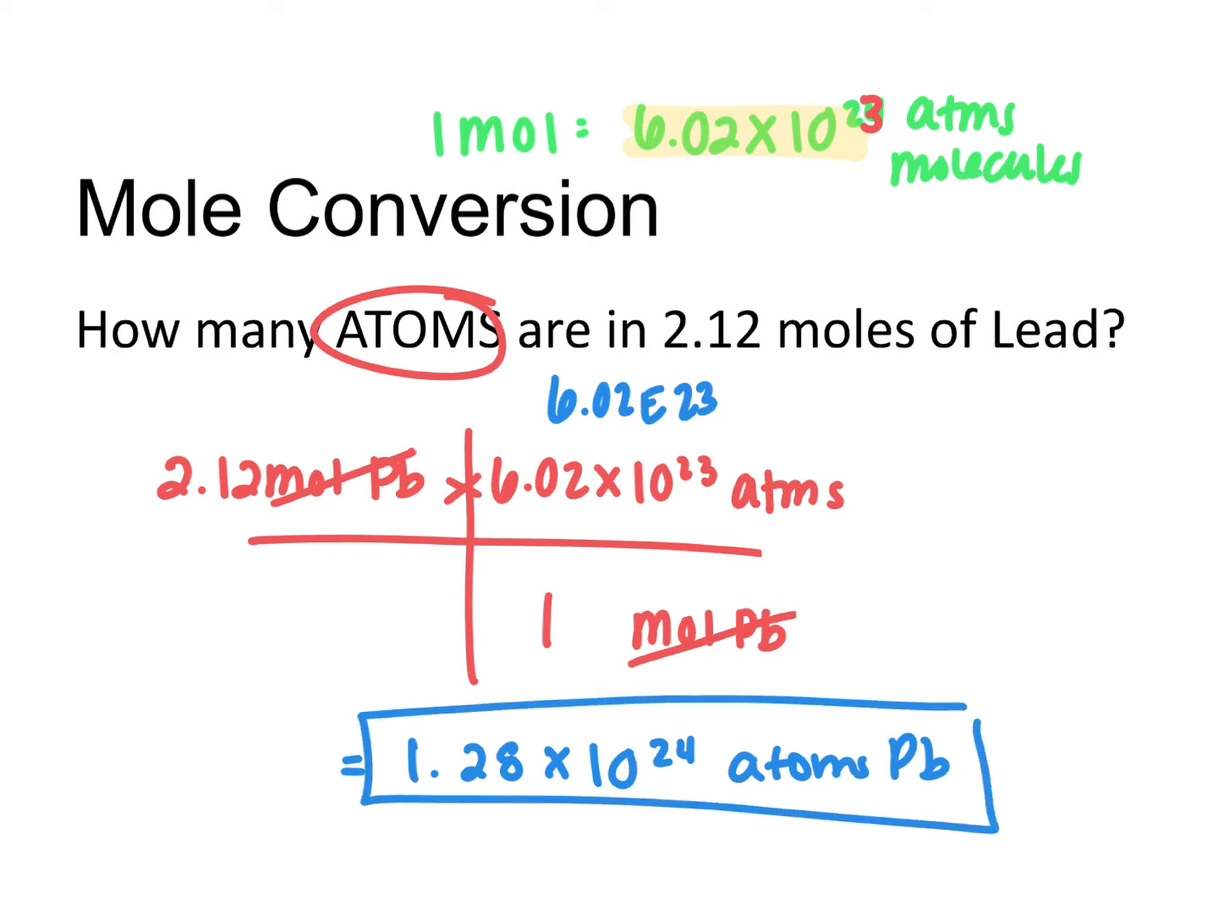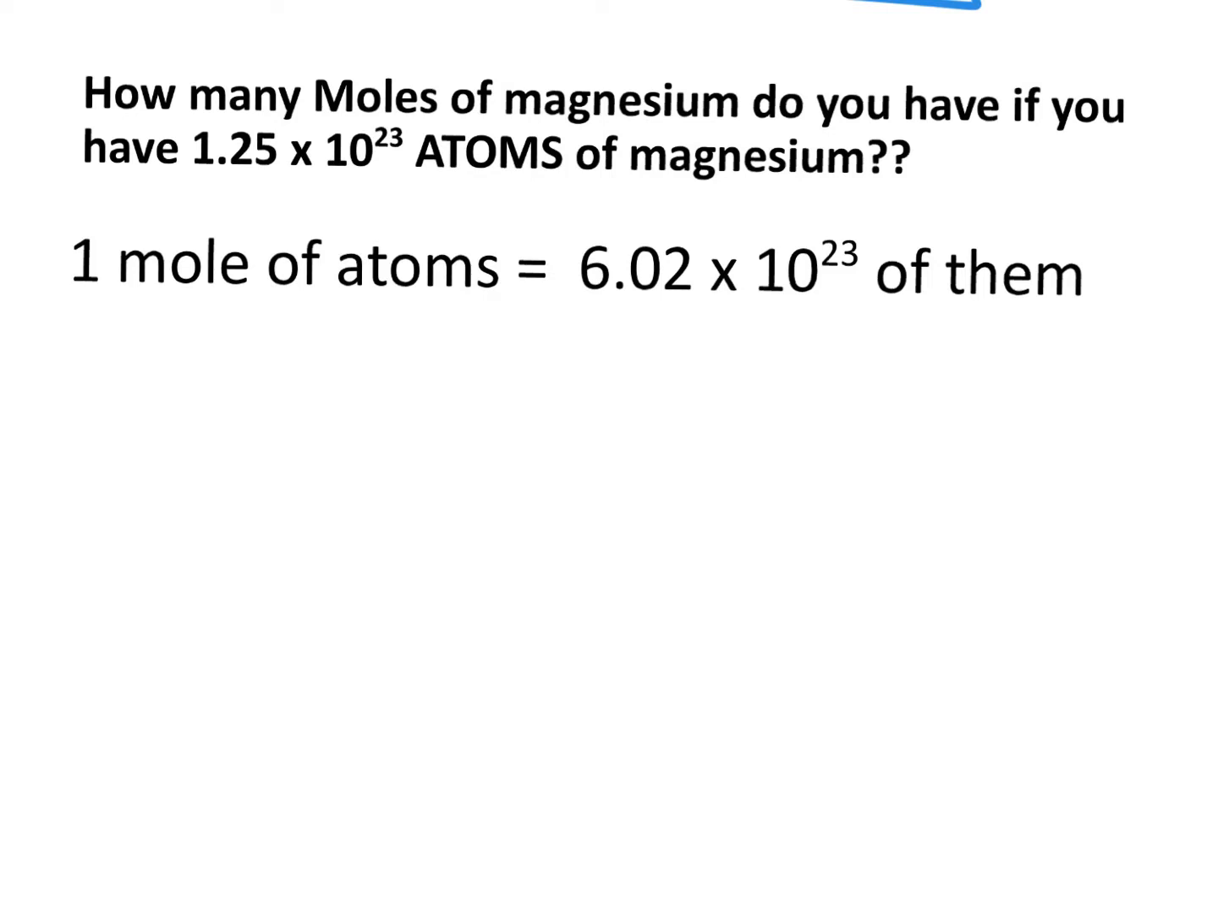Now, you really won't use this calculation a whole lot when you're doing things in the lab, but it is an important skill to know. So let's see what happens if I had to go the other way and go from atoms or molecules to moles. All right, so here I'm asked how many moles of magnesium do you have if you have 1.25 times 10 to the 23rd atoms of magnesium.